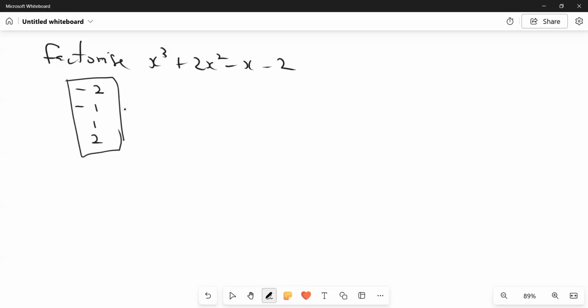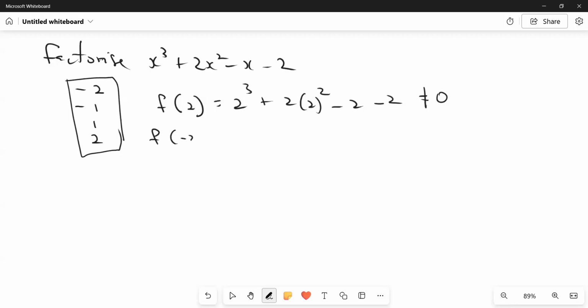Let's try them. Let's try f of 2. We'll get 2 cubed plus 2 times 2 squared minus 2 minus 2. Will that be 0? No, it's not going to give you 0, because this is 8 and that's another 8. So no, that can't work.